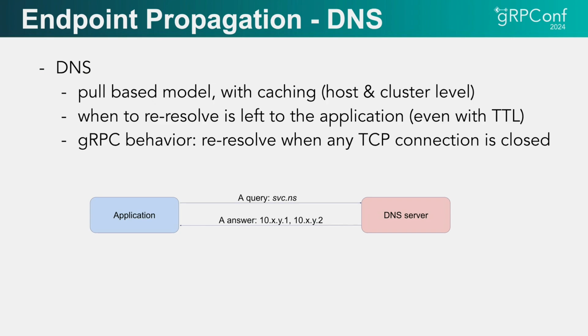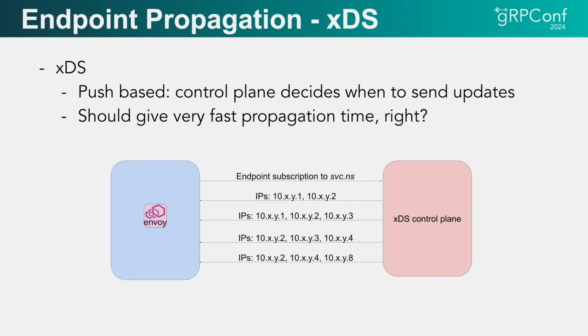How does that impact endpoint propagation time? DNS has a pull-based model with caching at various layers, and when to resolve is left to the application. In the case of gRPC, we re-resolve whenever a TCP connection is closed. That's a reasonable behavior to have, but it's not the best within the data center. xDS, on the other hand, is a push-based model. So the control plane decides when to send updates and when data planes are going to use the new IP addresses. So that should give you faster propagation time, right?